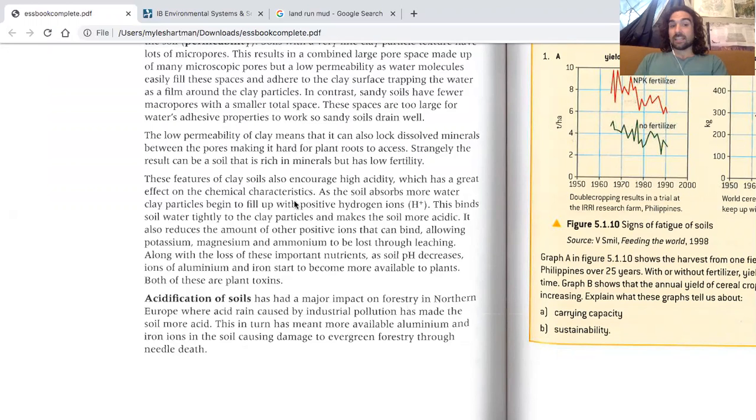Now the soil is very acidic. There's not a lot of nutrients that can be accessed, but then when they try to lower the pH, a lot of these poisonous components come out. This in turn has meant more available aluminum and iron in the soil, causing damage to evergreen forest through needle death. So basically, industrial pollution and acid rain happen, that lowers the soil pH, and that releases this iron and aluminum. Now you're going to have these poisonous things coming into the soil.